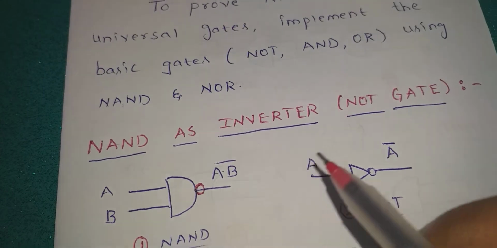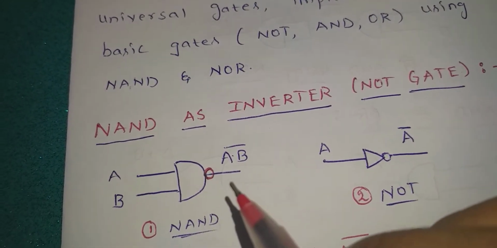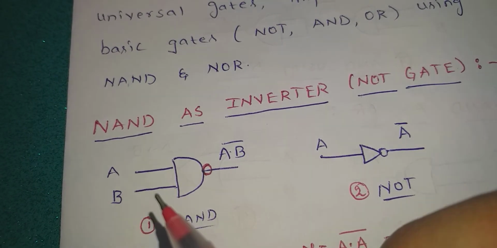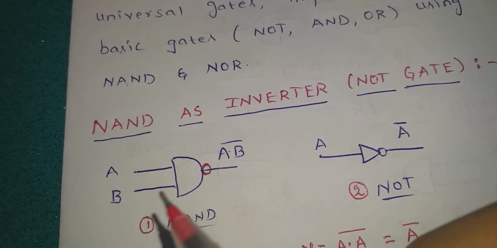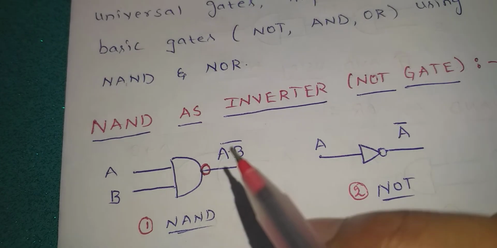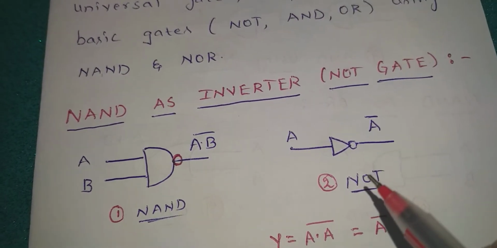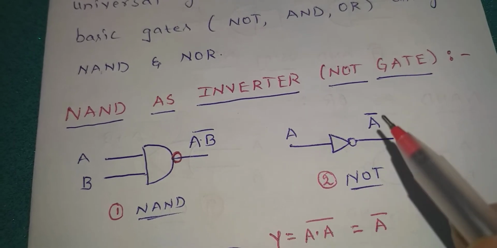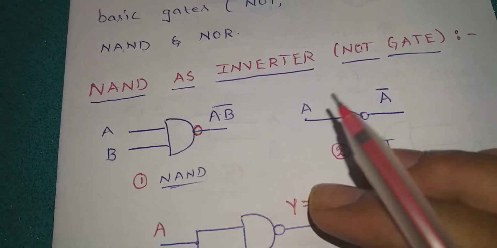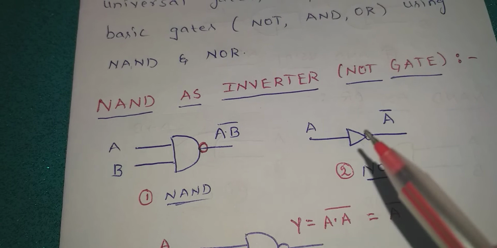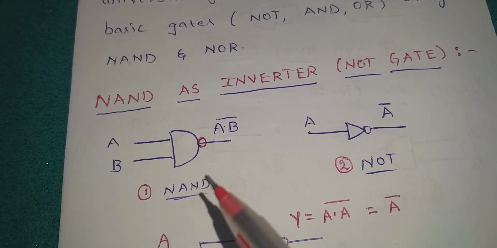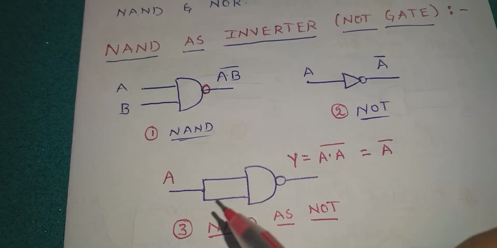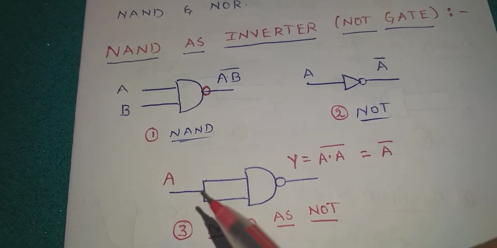That means NAND as a NOT gate. Now we know that this is the logic symbol of a NAND gate. Let us consider a two input NAND gate. The inputs are A, B, then the output will be AB bar. Now if you look at the NOT gate, it consists of a single input and the output is the complement of input. Now to implement the NOT gate using a NAND gate, what do we have to do? We have to tie the two inputs of the NAND gate and apply a common input.